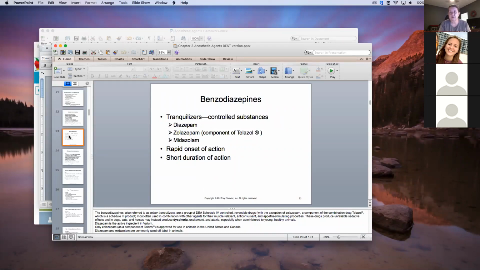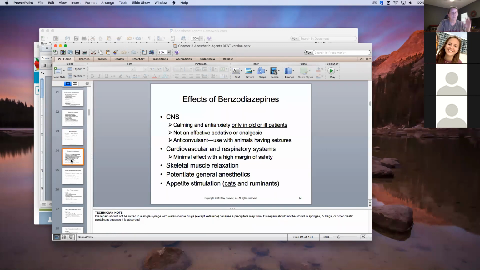Yes, you can use them for seizures. That's not why I give them as a premed. And I told you what patients these are better for. They're short acting, they're safe. Diazepam and midazolam are the two. So benzodiazepines are sedative and they're calming. Only in ill patients.